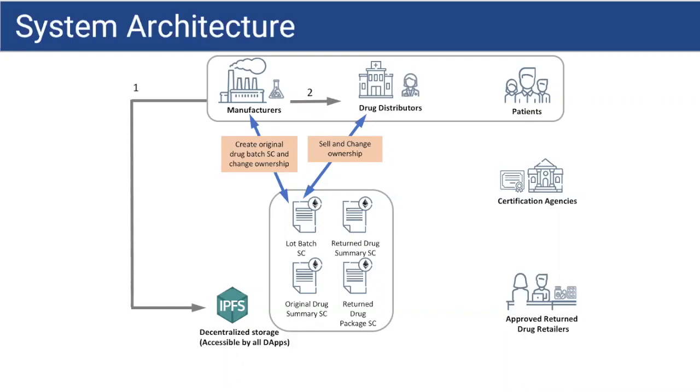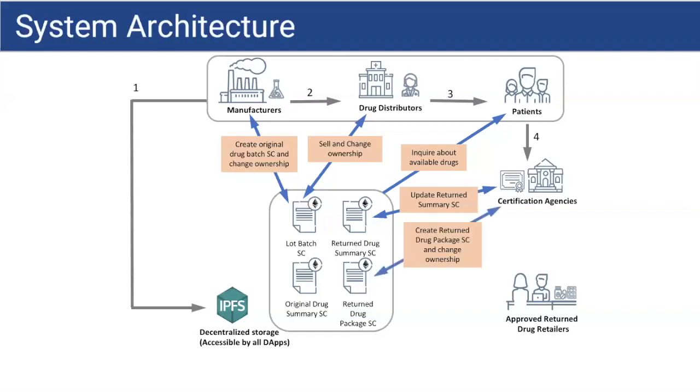the sold items. Once sold to patients, they will be able to return drugs to certification agencies at either a cheaper price or donate it. The certification agencies are relied on by the FDA to approve drugs eligible for resale. Once the certification agency has approved the drug, it will be added to the return drug summary smart contract with a new address. Then they will create a new contract for the return drug package, change ownership, and broadcast an event to announce the availability of a new returned drug.